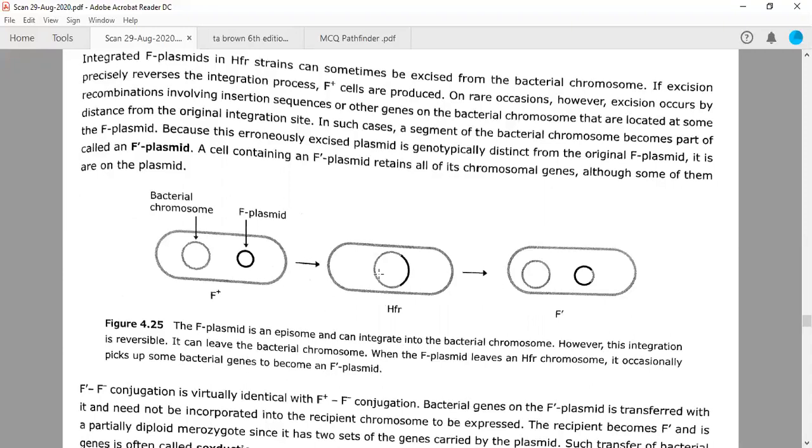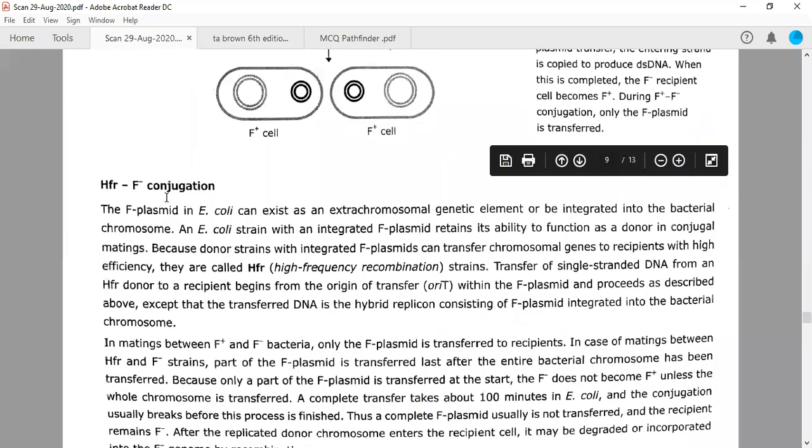In this way, it can transfer the complete bacterial chromosome along with the F plasmid, right? So you can suppose there are different types of genes present over this bacterial chromosome also, along with these tra genes which are present over the F plasmid. So all the genes or all the chromosomal material of the bacteria can be transferred from one bacterial cell into another bacterial cell that is F negative, or the recipient, and this is called HFR by F negative conjugation.